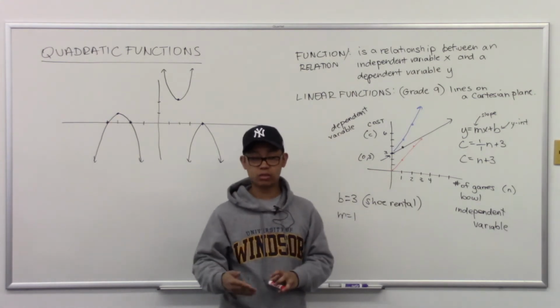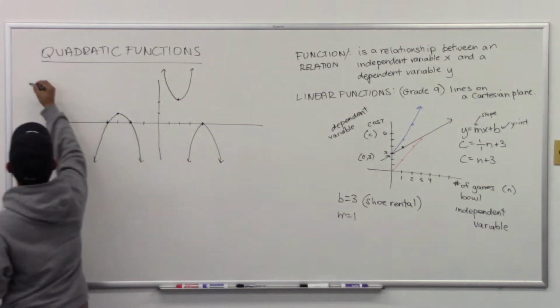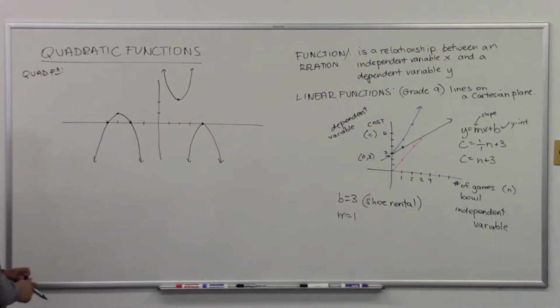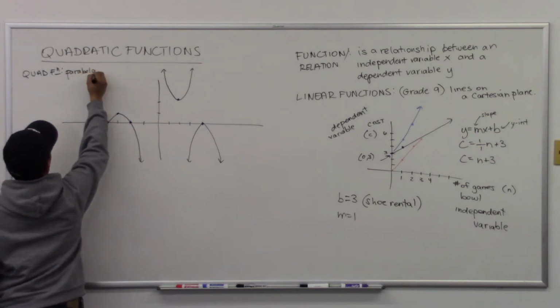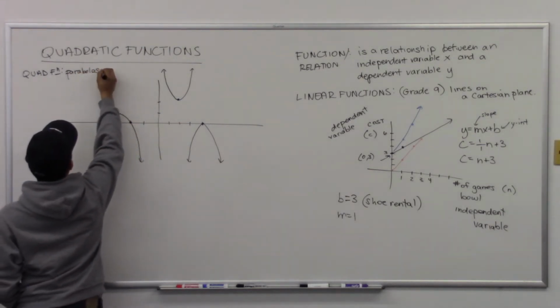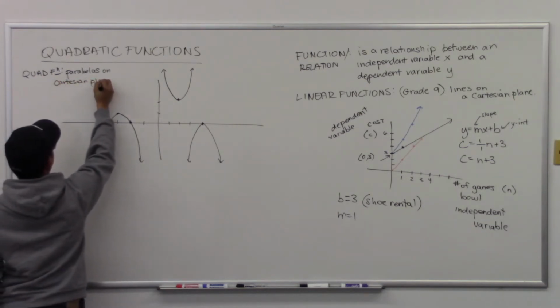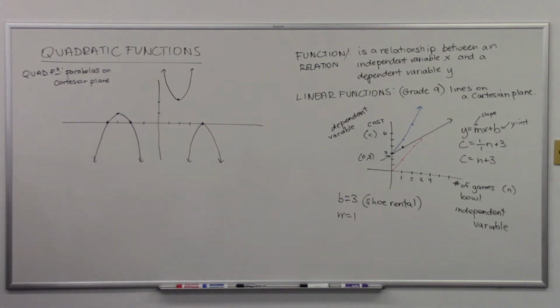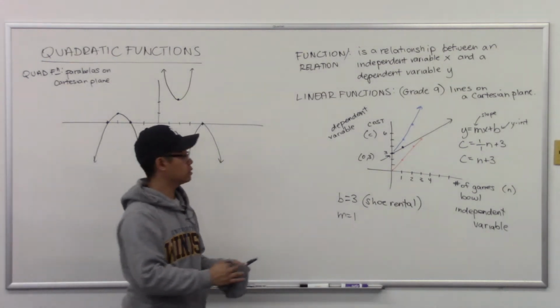In grade 10, you started to look at quadratic functions. So a quadratic function, this is the short symbol for function. A quadratic function is a parabola on a Cartesian plane, where those were lines on a Cartesian plane. Everybody have this? Can I erase it?